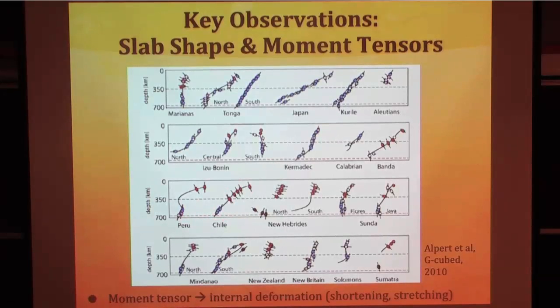Okay, and so these moment tensors, these stress axes, are one way that we can get at how the slab is actually deforming. Is it stretching? Is it under compression? Is it buckling and folding? Because when we just look at the seismicity, right, what we tend to think is, oh, the slab is subducting parallel to that shape, right? That the flow is parallel to the shape.